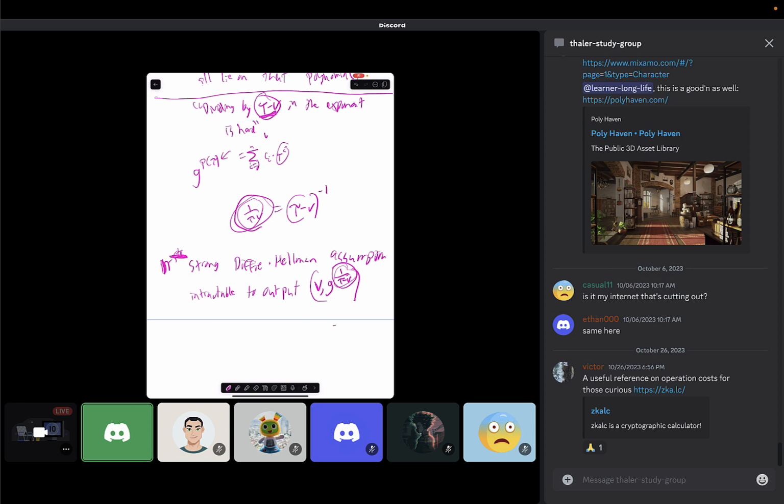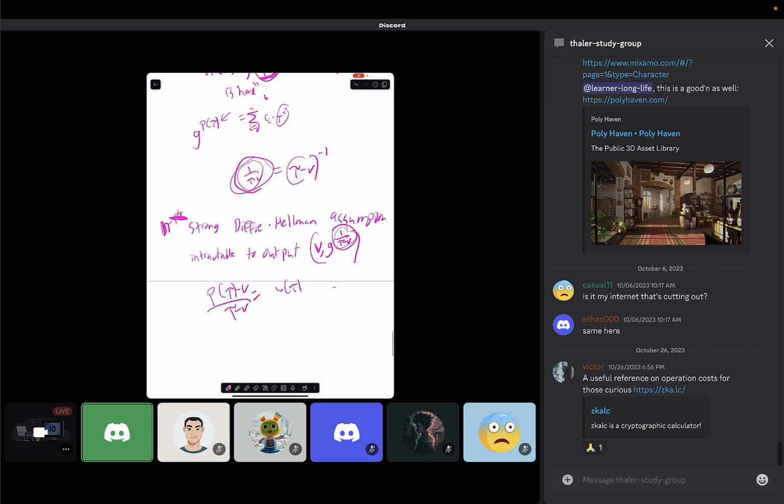evaluations at the same evaluation point. The only way to do this is for the verifier to check that this holds, and the check happens to be done in the exponent. So roughly, it feels like the only way to do that is to be able to divide p of tau minus v by tau minus v all in the exponent.